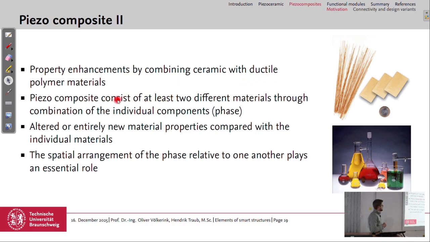The piezocomposite consists of at least two different materials, which we will have a look at later on, because these two materials during the manufacturing process form residual stresses, which are pretty useful for the piezoceramic. And therefore we also get entirely new material properties compared to the individual materials, the ceramic and the polymer. And what plays an essential role is the arrangement of the phases, the piezoceramic and the polymer, relative to each other.